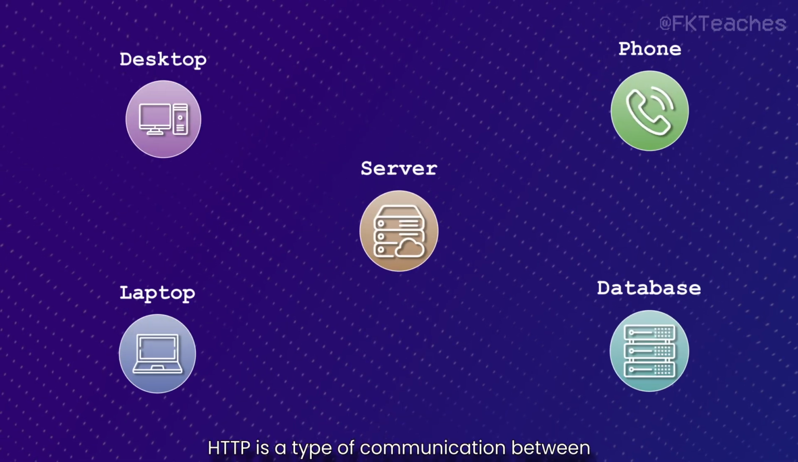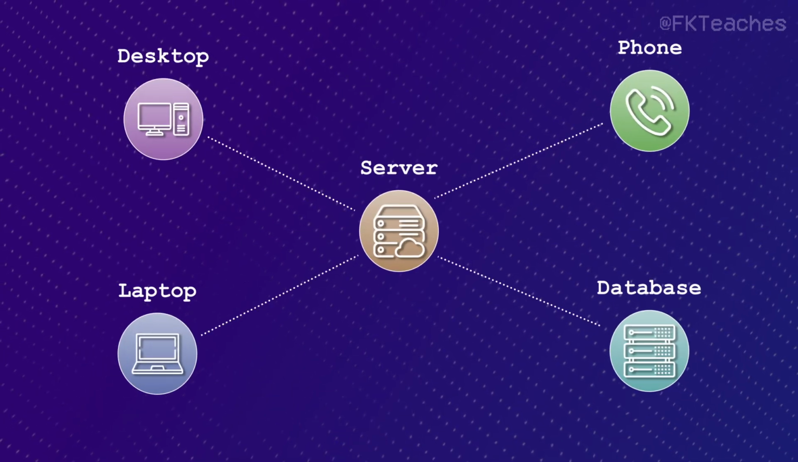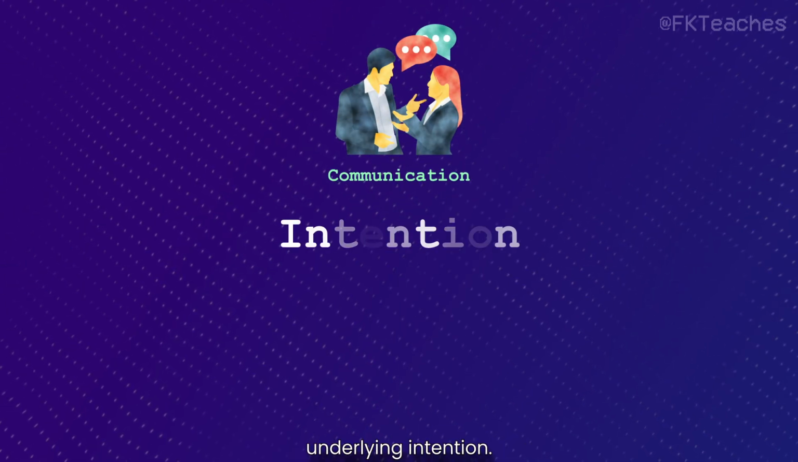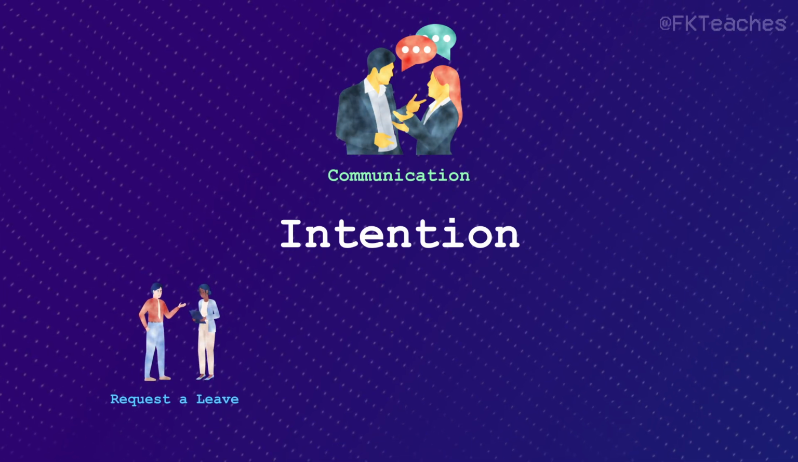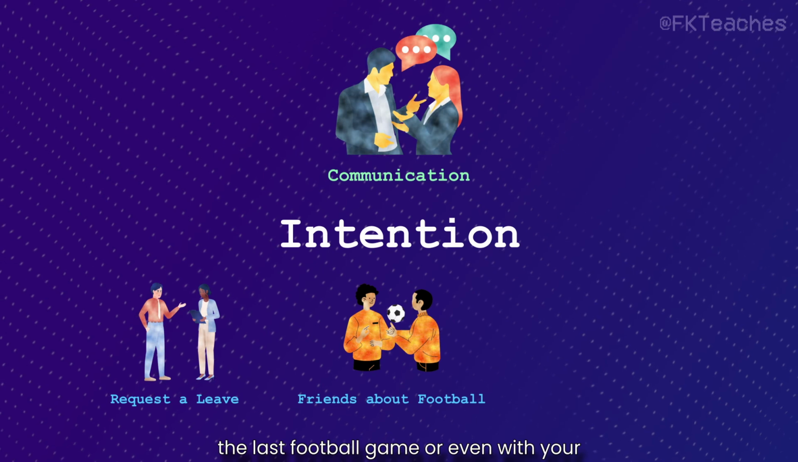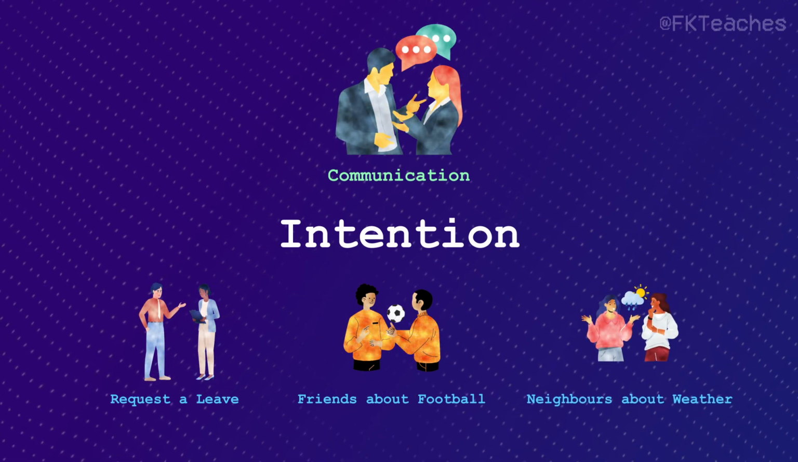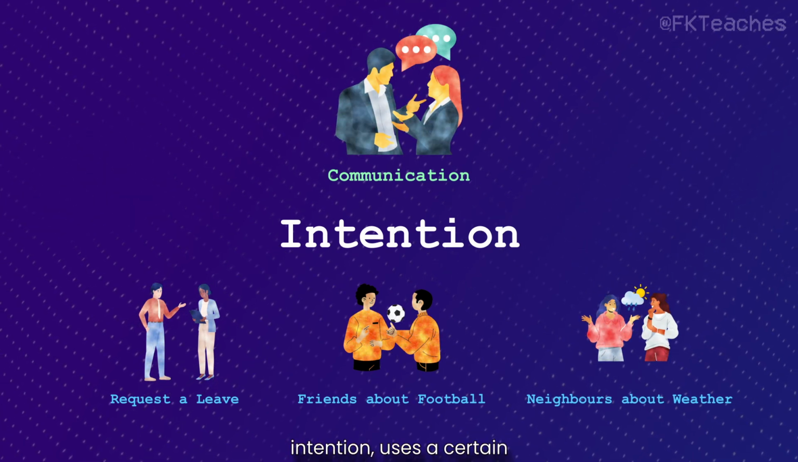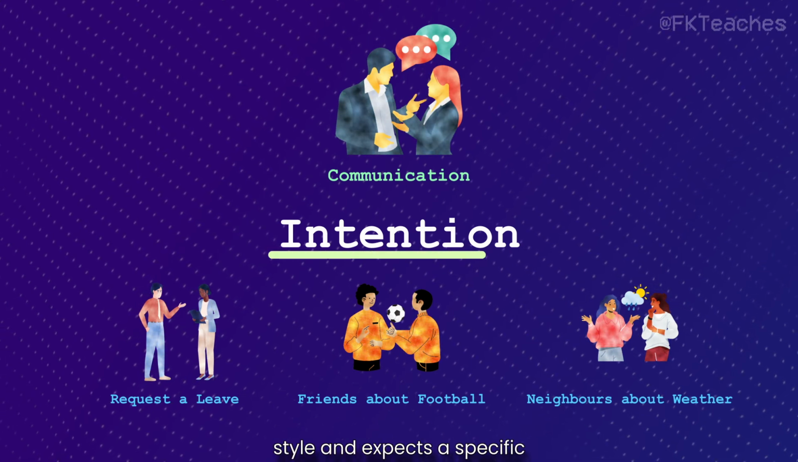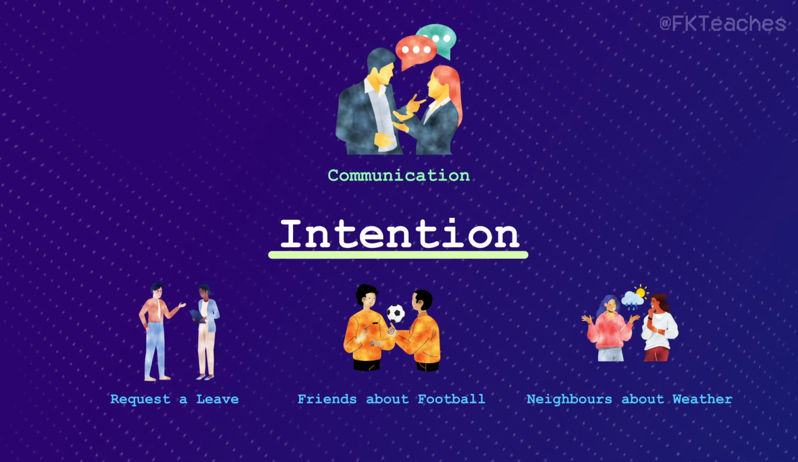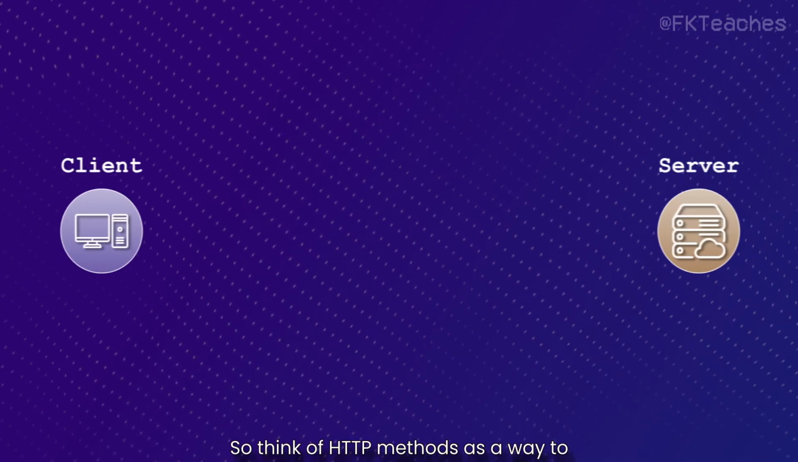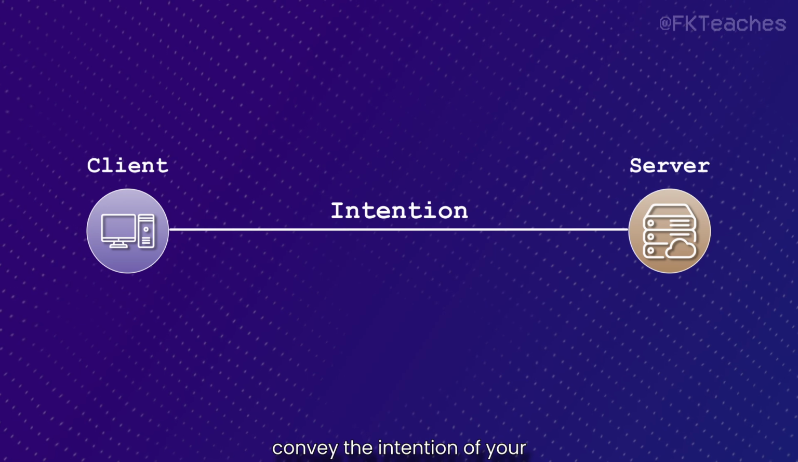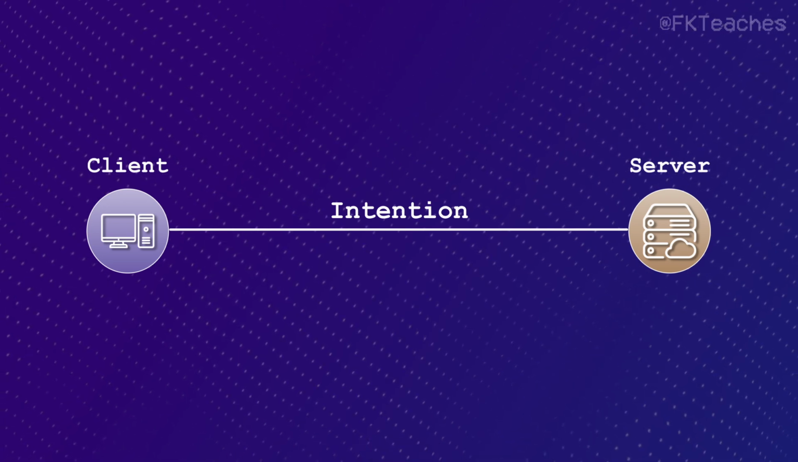HTTP is a type of communication between entities on the internet. And just like regular communication, every statement you make has an underlying intention. Whether you're communicating with your boss to request a leave, with your friends about the last football game, or even with your neighbors about the weather, each type of communication has an intention, uses a certain style, and expects a specific result. This is the same with HTTP communication. So, think of HTTP methods as a way to convey the intention of your communication with a server.